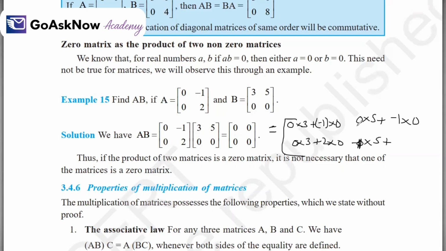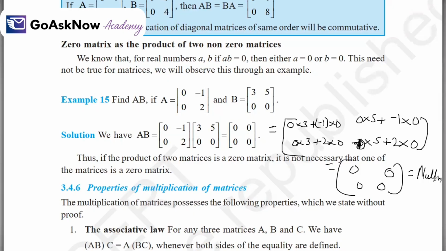Zero into 5 plus 2 into 0. Okay, so what are you getting here? You are getting 0, 0, 0, and 0. So this is a what? Null matrix.